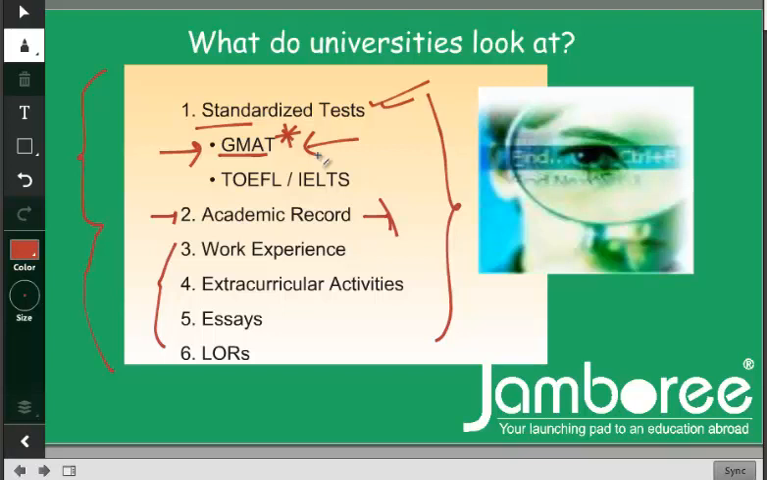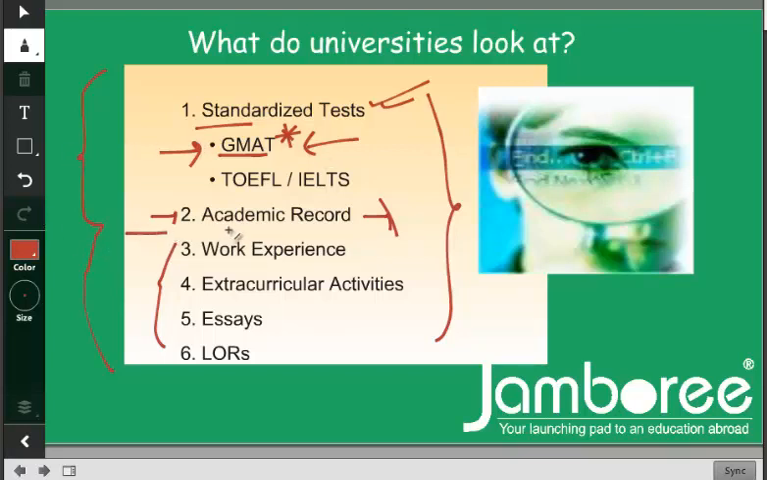Therefore, if somebody from Nepal is getting admission with a 600 in a particular college, an Indian student to get admission in the same university would probably need a 670, 680, because the average GMAT score of Indian students is so very high. So that's another thing you need to keep in mind. Right? So these are the admissions criteria.